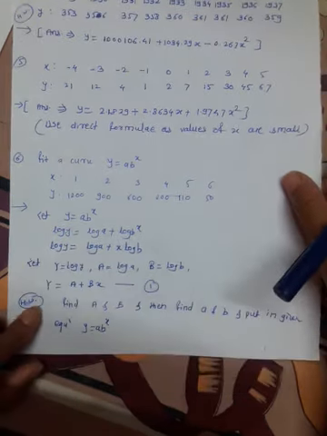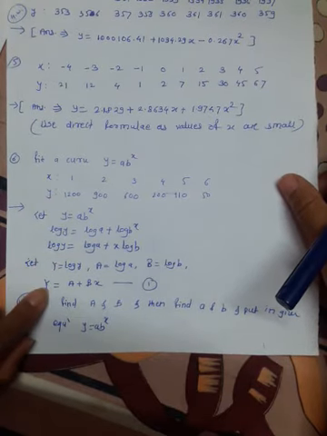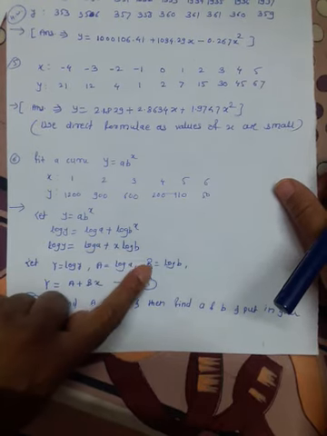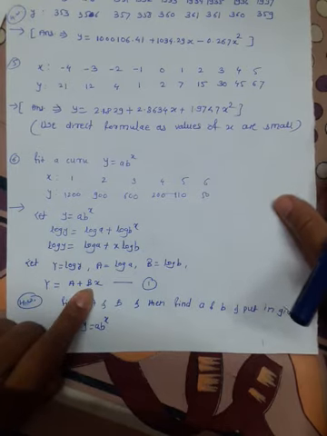And in the straight line formula we know y is equal to a plus bx. That's why put log y is equal to capital Y, this log a is equal to capital A, and let this log b is equal to capital B. X as it is. We get this straight line.